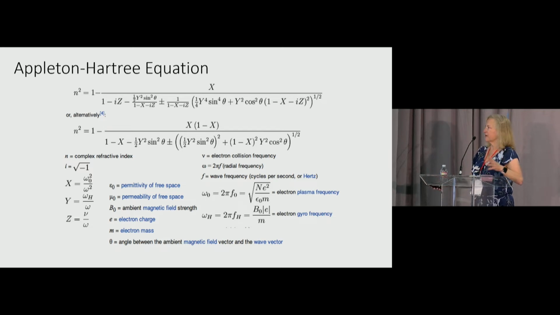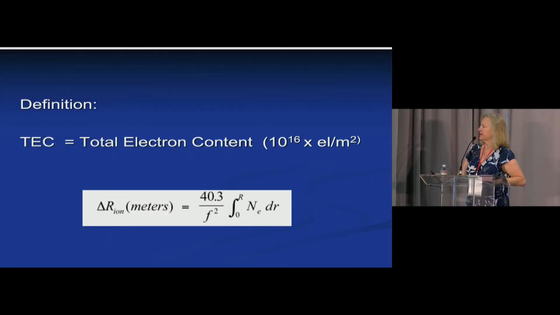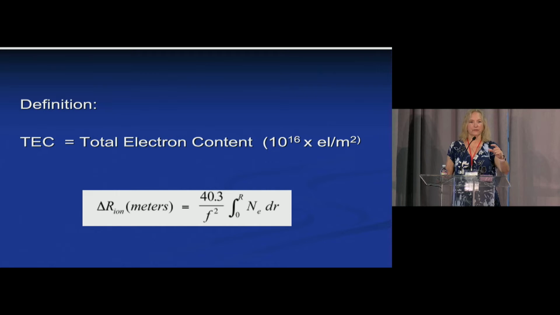And if you actually go through all of the math, what happens is this. You can define total electron content, which is 10 to the 16th electrons per meter squared, and you have a range delay. That means the additional amount of range that you're going to be measuring, because your wave is not traveling at the speed of light, and it's equal to 40.3, this is in MKS, divided by f squared times this integral of the electron density, which is TEC. So pretty simple.